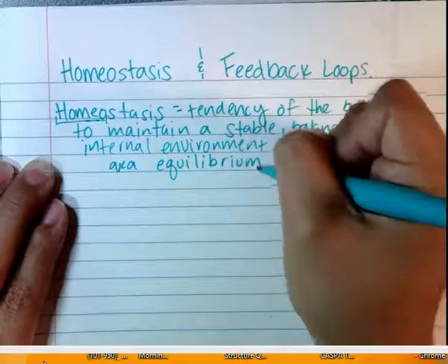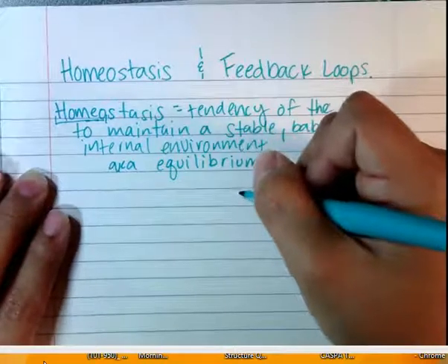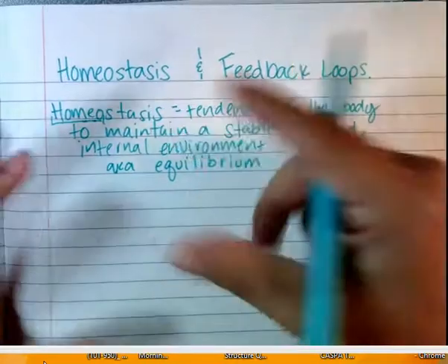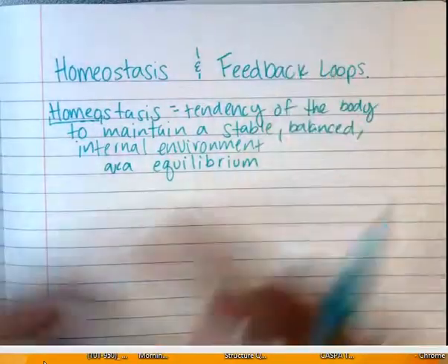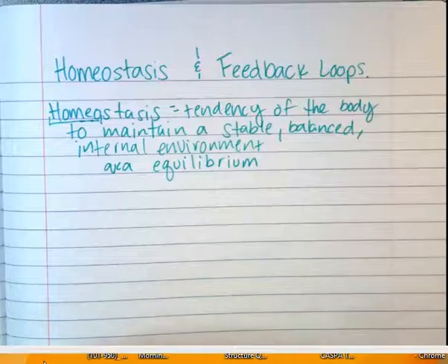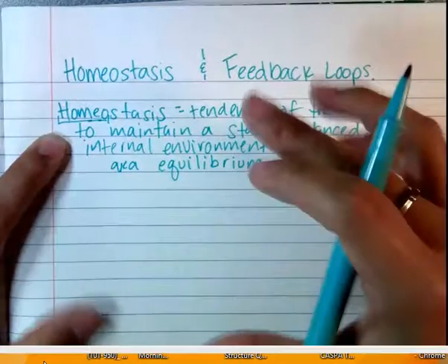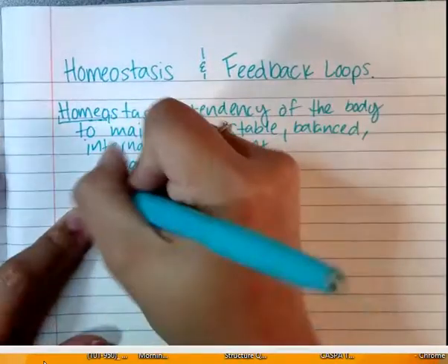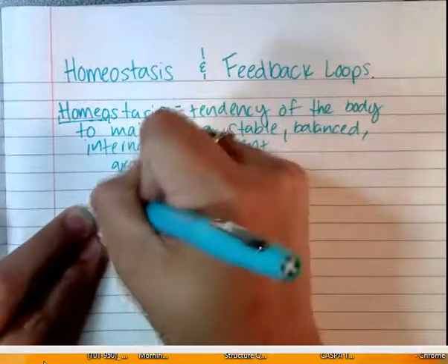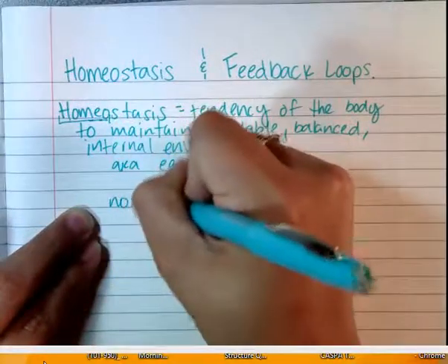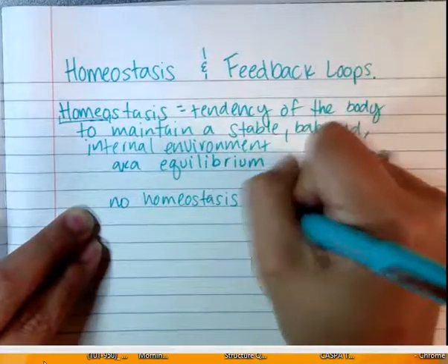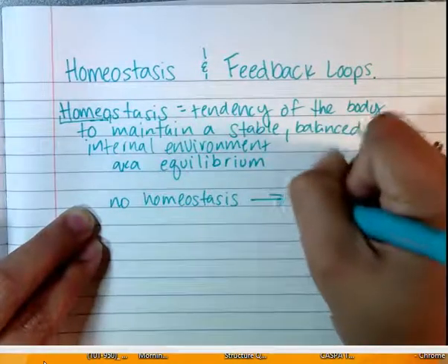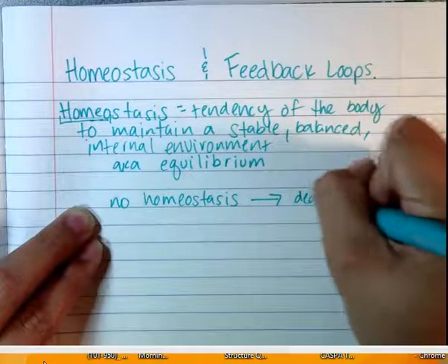So, for example, your temperature. You have a very set range as to what that homeostasis, that equilibrium, is. And basically, if you can't maintain homeostasis, if you can't maintain that equilibrium, you die. So no homeostasis can lead to death.